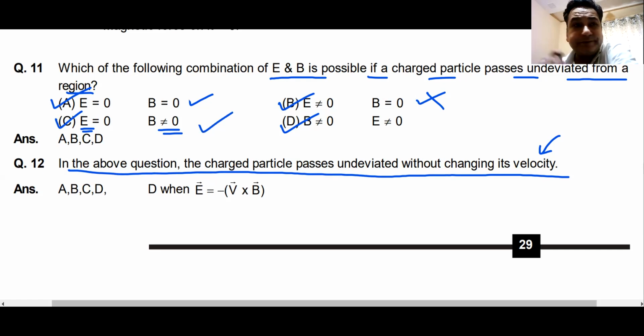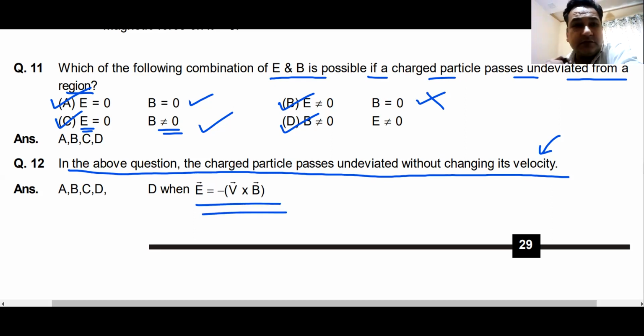Case number 3. E is 0, B is not equal to 0. It just goes parallel. It is possible. So C is possible, yes. What about D? Possible or not? It should go undeviated without changing its velocity. Basically, it should not change velocity in magnitude as well as in direction.